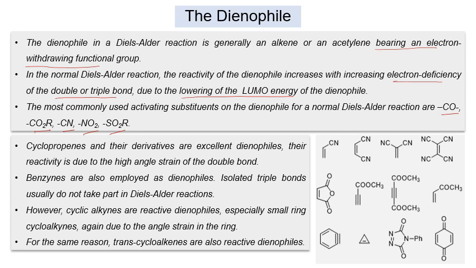Another class of dienophiles are cyclopropenes. These are extremely reactive. Why are they very reactive? It is because of the very high angle strain of the double bond. When you employ this in a Diels Alder reaction, this gets converted to a single bond, thereby releasing some of the ring strain. The same is true for benzynes, and these benzynes are also extremely reactive as dienophiles.